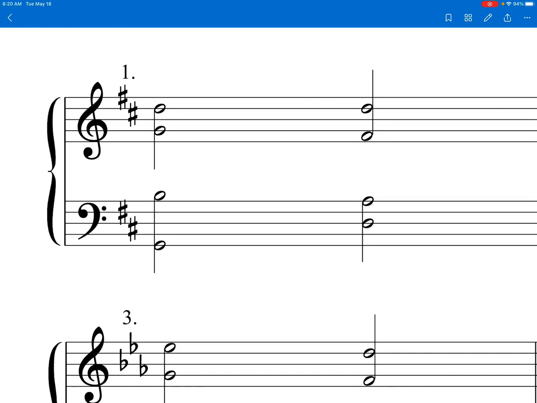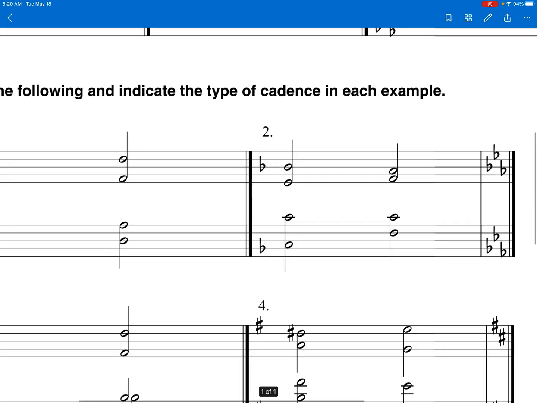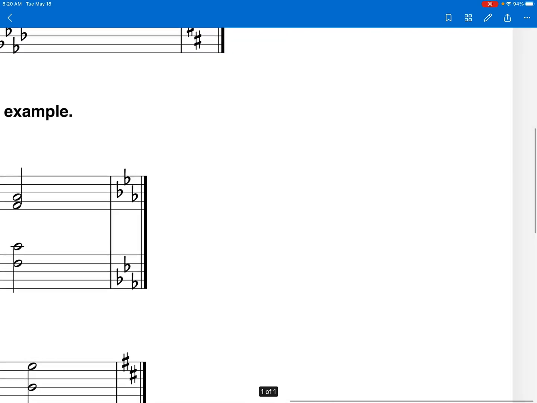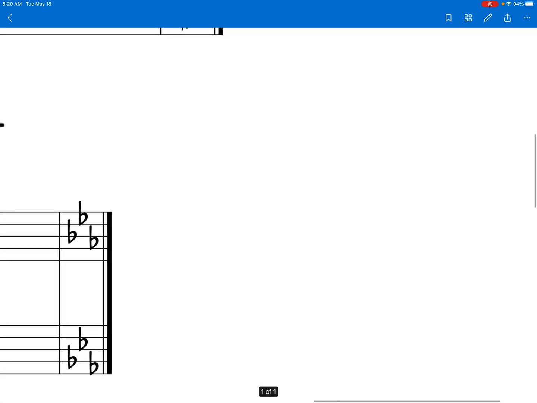Okay, so I'm going to do cadences. This is on page 15 of your purple pack. We are not doing question number 1. We are jumping to question number 2. The first thing that you need to know is what cadences are.